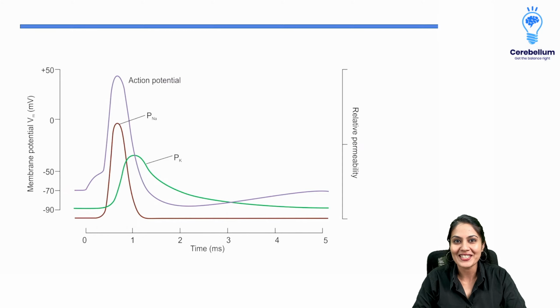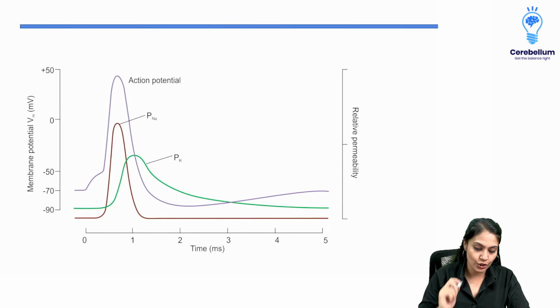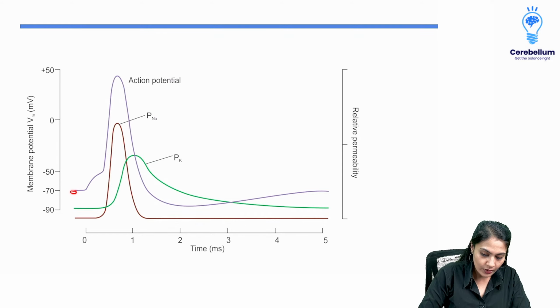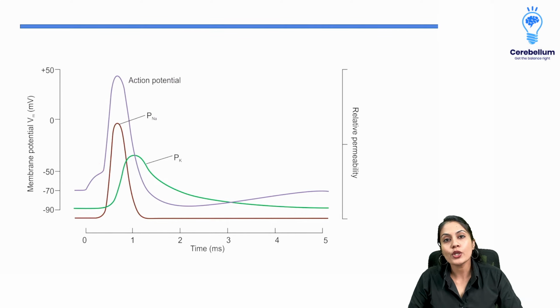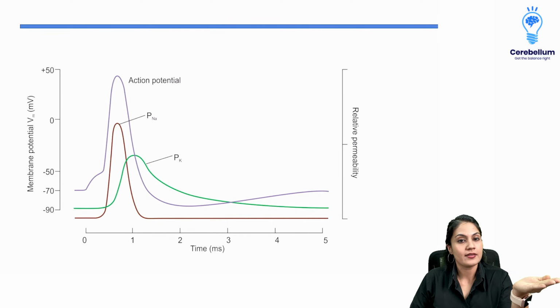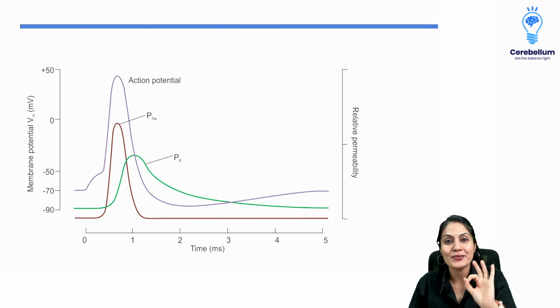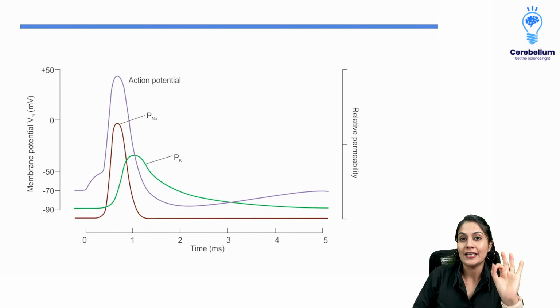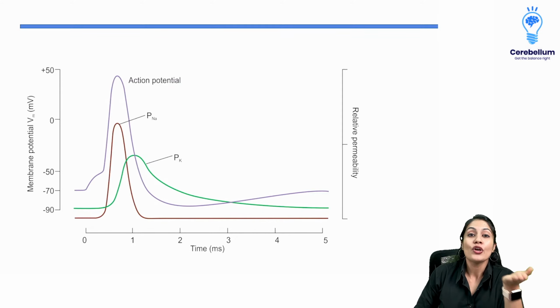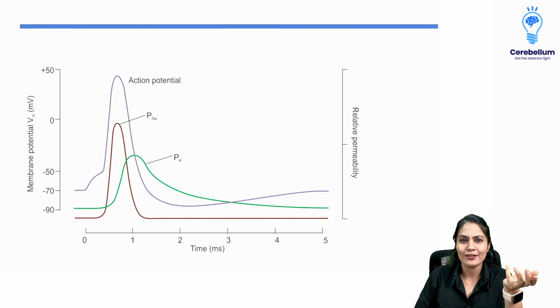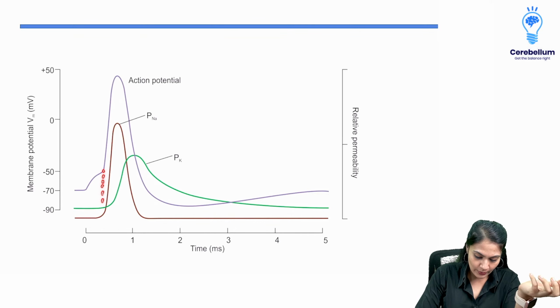RMP is minus 70 mV, and as soon as I see that this is the minus 70 mV RMP, that means it must be the neuronal action potential, right? So what will happen over here? As soon as you give the stimulus of plus 15 mV, it is going to go towards the firing level, that is nothing but minus 55. As soon as you reach minus 55, which ion permeability is going to increase? That means which channels are going to open? Sodium channels.